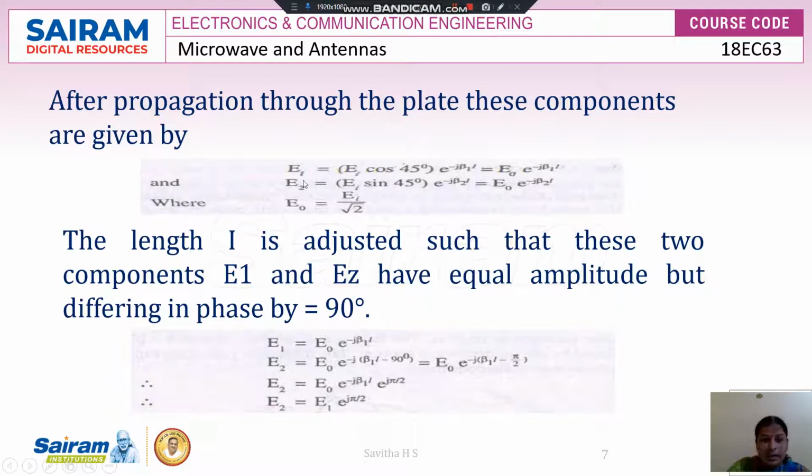E1 is equal to EI cos 45 degrees e to the power of minus j beta 1 L, equals E0 e to the power of minus j beta 1 L, and correspondingly E2 is equal to EI sin 45 degrees e to the power of minus j beta 2 L, equals E0 e to the power of minus j beta 2 L, where the E0 output is equal to EI by root 2. The length L is adjusted such that these two components, E1 and E2, have equal amplitude but differ in phase.